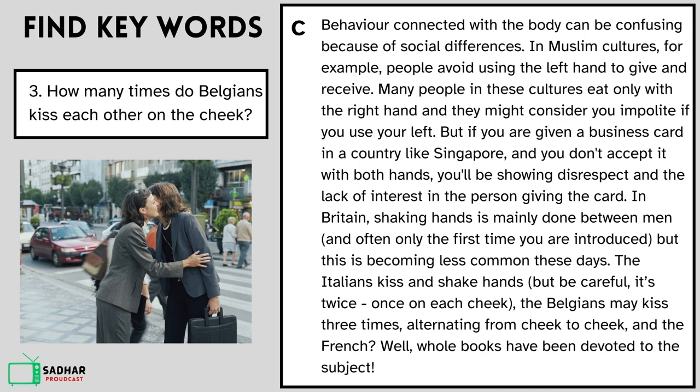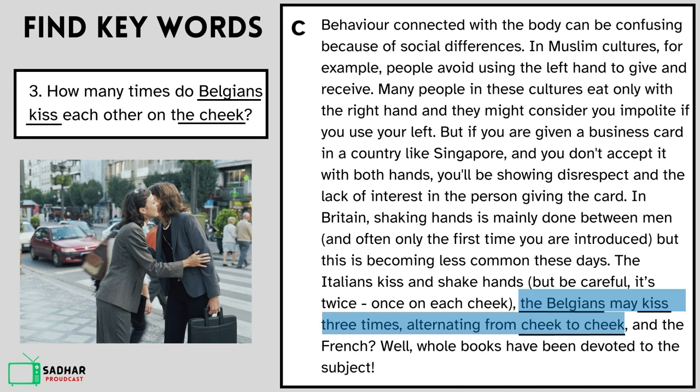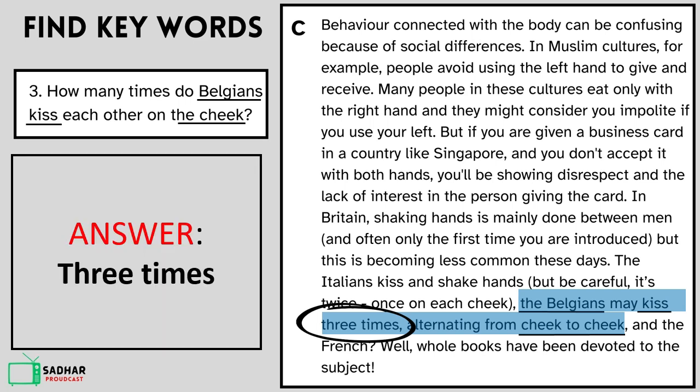Number 3. How many times do Belgians kiss each other on the cheek? So we have the words Belgians, kiss, and cheek. Then we have the words Belgians, kiss, and then cheek to cheek. How many times? And then the answer is 3 times. So the answer is in that sentence. Indeed, the answer is 3 times.